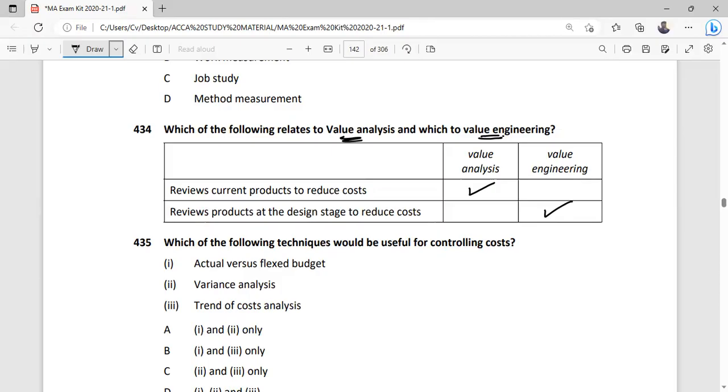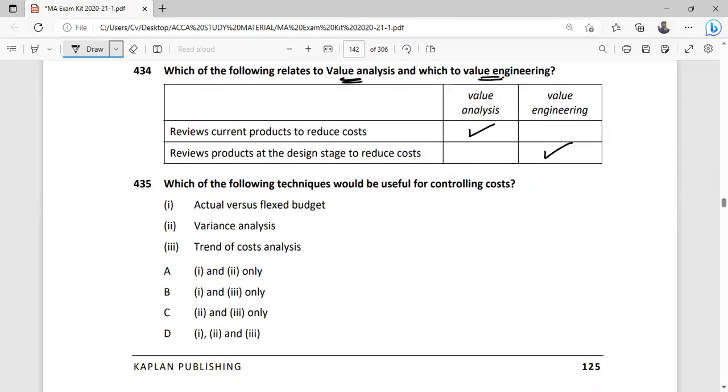Then which of the following techniques would be useful for controlling cost? Actual versus flex budget. Yes, it is. Variance analysis, actual versus flex budget, is called variance analysis. Trend of cost analysis: what we were paying previously, what we are paying now. So all these measures are the correct answer. Any question?